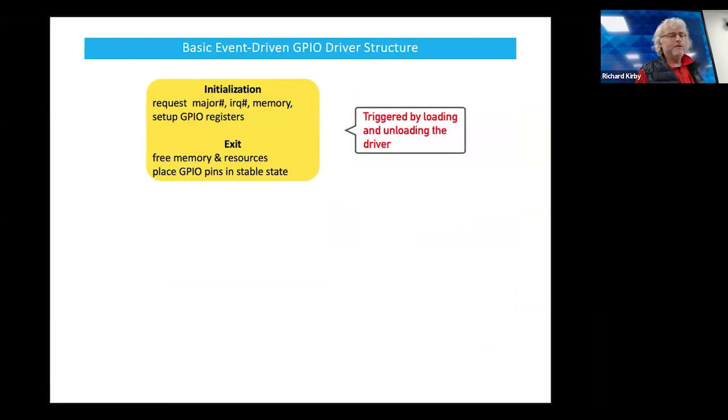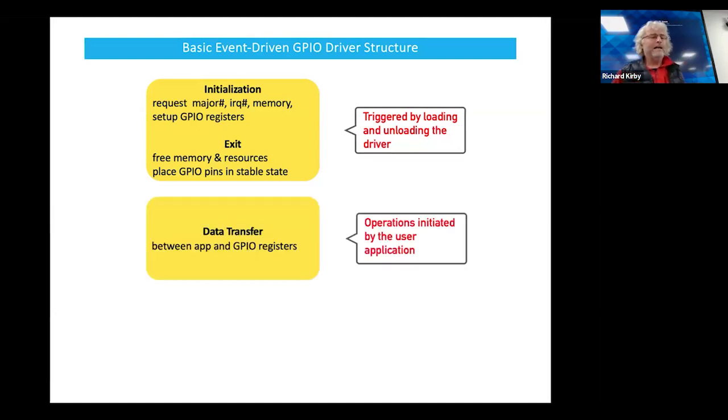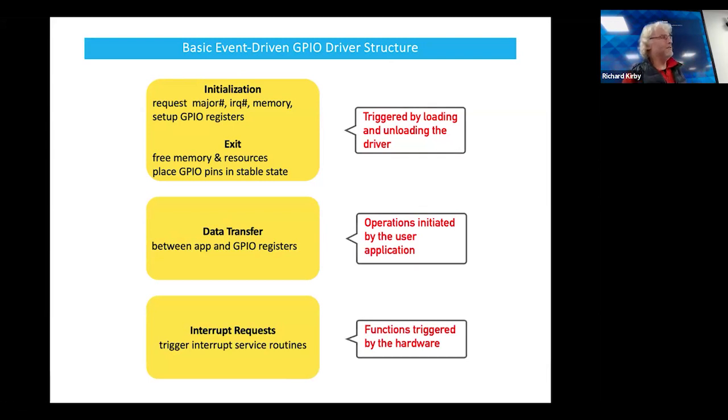A typical basic driver has three big sections to it. We've already talked about one, the initialization and exit sections. They're just triggered by loading and unloading the driver. Then we have a section of code for transferring data, so writing to the registers and reading from the registers. Those operations are all initiated by the user application. And the other thing we have to put in the driver is how to deal with interrupt requests. This is where it gets tricky because interrupts can occur asynchronously. They can happen anytime. So when an interrupt request happens, some routines in your driver are going to spring into action, and they're all triggered by the hardware.